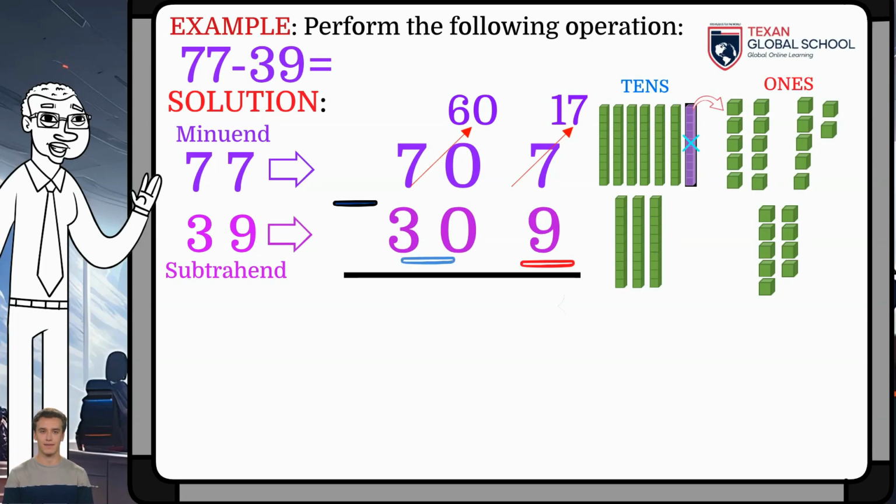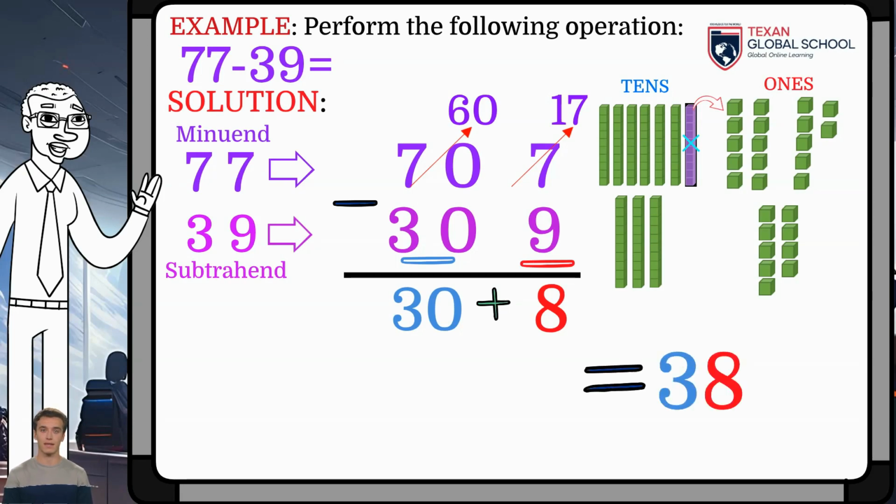Subtract ones and tens. 17 minus 9 is 8. And 60 minus 30 is 30. Finally, add 30 plus 8, thus getting 38. The model shows the subtraction process. Cross out the ones of the subtrahend and the same amount in the minuend. Cross out the tens of the subtrahend and the same amount of the minuend. The difference shows 3 tens and 8 ones.